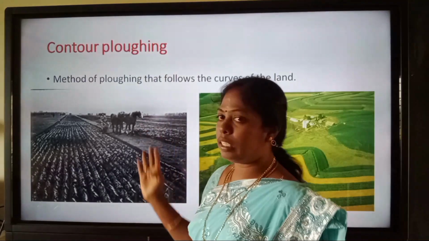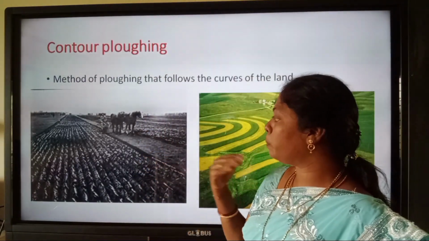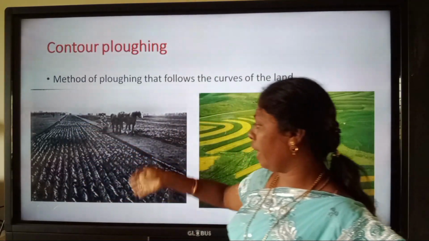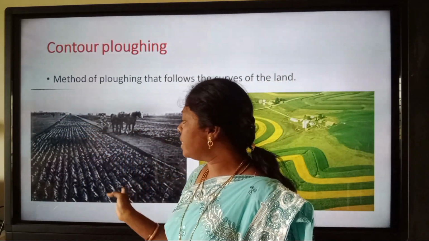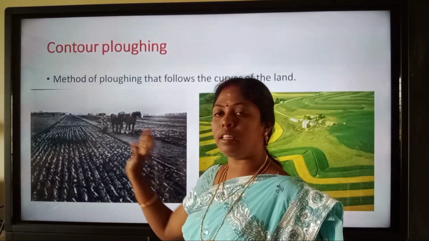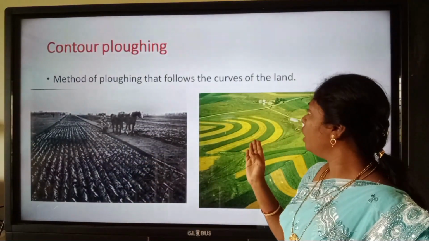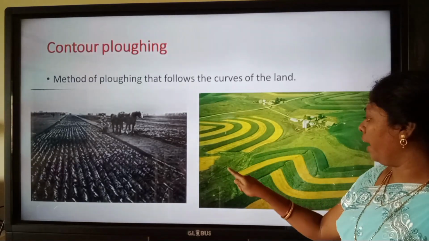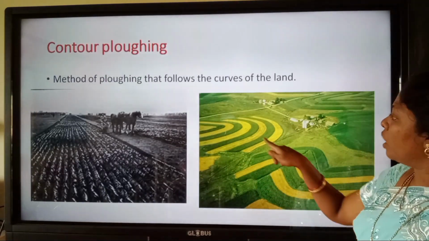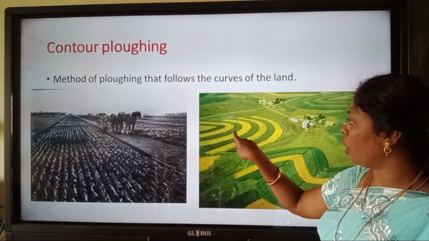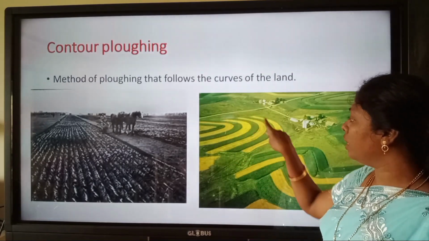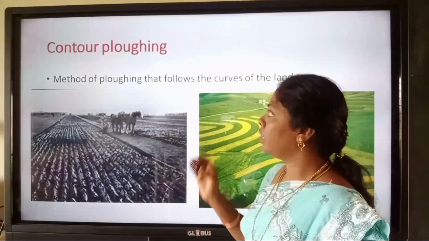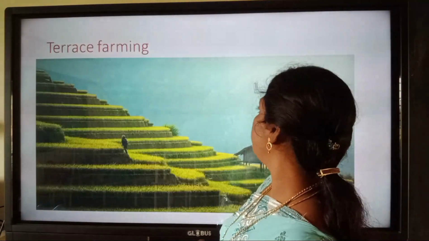Contour plowing is another method. So what do you mean by contour plowing? Can you see how they were plowing in olden days? In this, there is a chance of washing away the soil. But here, you see how it is curved along the ends of the land. That is, the water, if it is flowing, will be moving along this curve and it will not wash away the soil particles. That is called contour plowing.